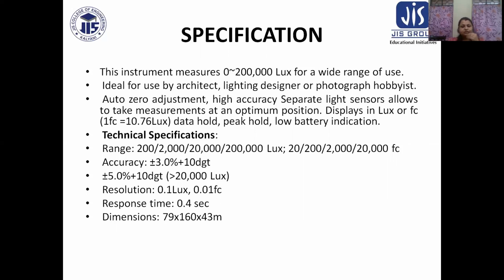Now the technical specification, where the ranges are given here, that is 200, 2000, 20,000, 2 lakh lux. Similarly, 20, 200, 2000, 20,000 foot candle. Accuracy level of the lux meter is plus minus 3.0% plus 10 digits. Resolution is 0.1 lux, 0.01 foot candle. Response time is 0.4 second, and dimension is 79 by 160 by 43 millimeter.